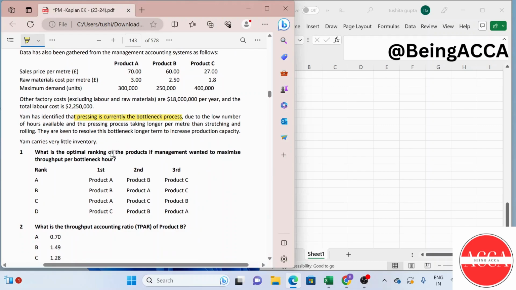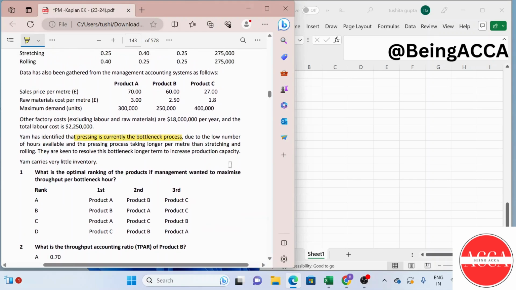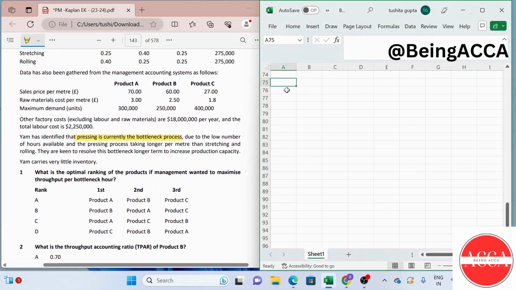So what does the first question want me to do? The first question asks me, what is the optimal ranking of the products if management wanted to maximize the throughput per bottleneck hour? So let's first find out how much is the throughput that we are getting per product. So this is product A, product B and product C.